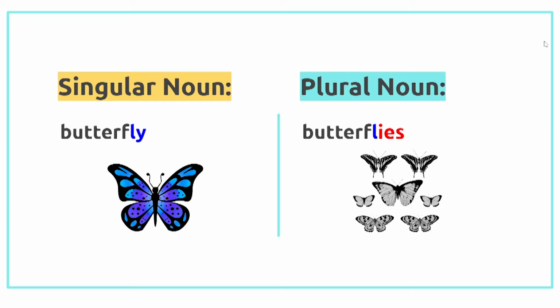Now, the sound remains the same. Butterfly, butterflies. So, it is really just important for us to remember the rule, because it would be very simple for us to misspell it and just simply add an S at the end of these words.